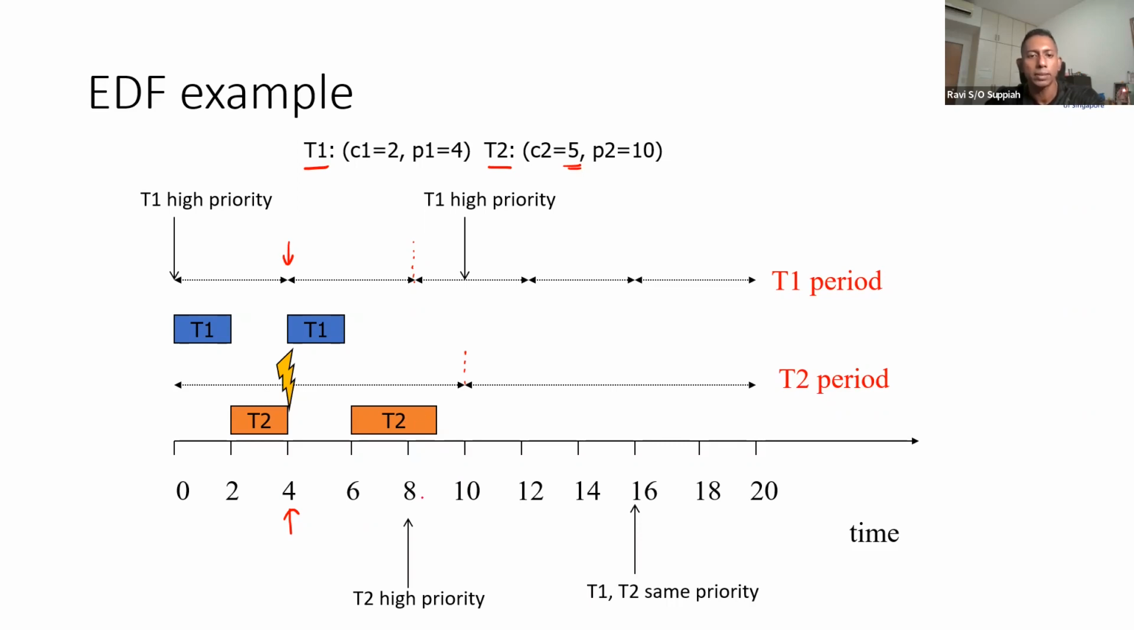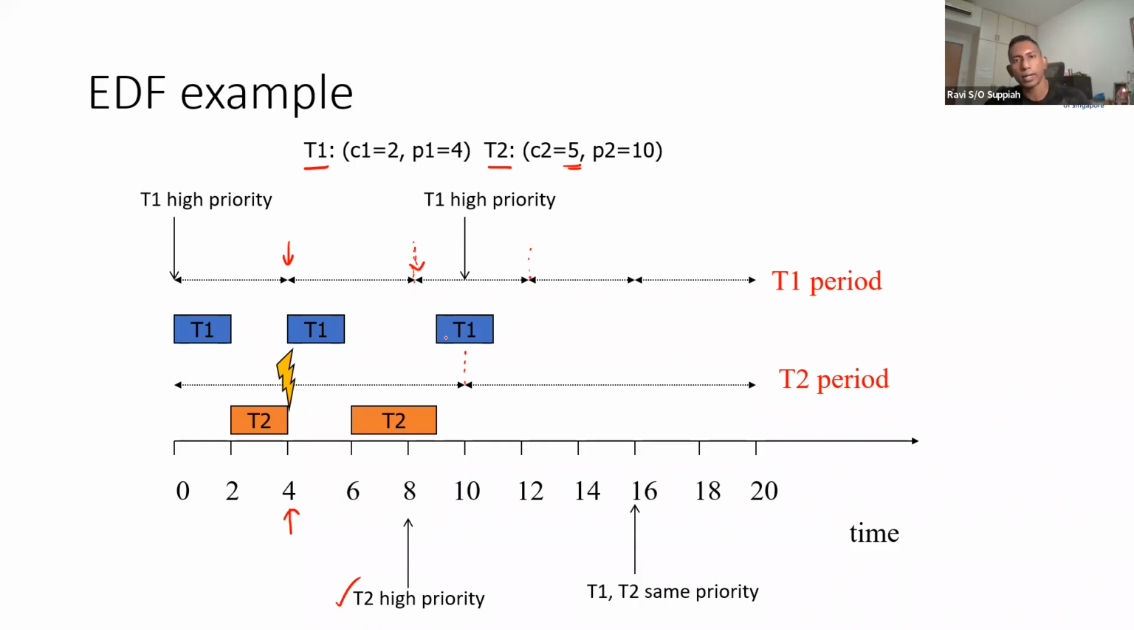But at time t equals 8, another instance of T1 will want to launch. The moment the scheduler sees that T1 is going to launch, you will see that T1's deadline will be at time t equals 12, whereas T2's deadline is at time t equals 10. Because of that, T2 is considered higher priority and T2 will continue to run, and then it will switch over to T1.